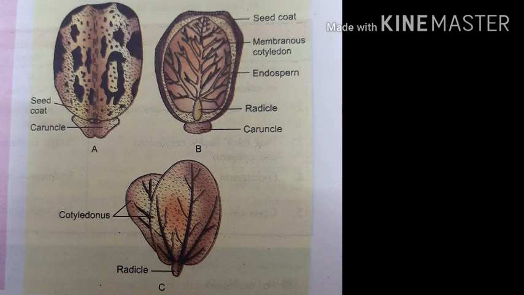The exception is castor. Castor is a dicotyledonous seed, but still it is endospermic.